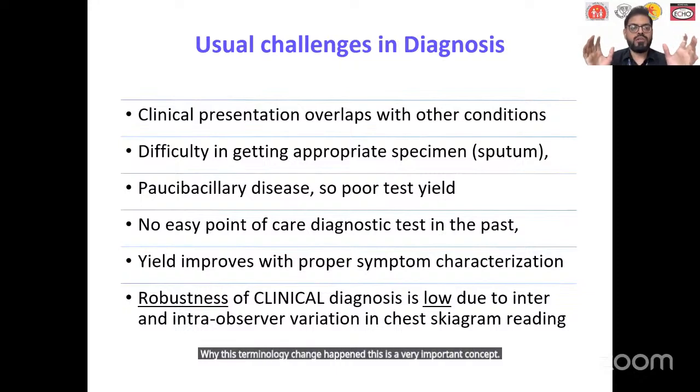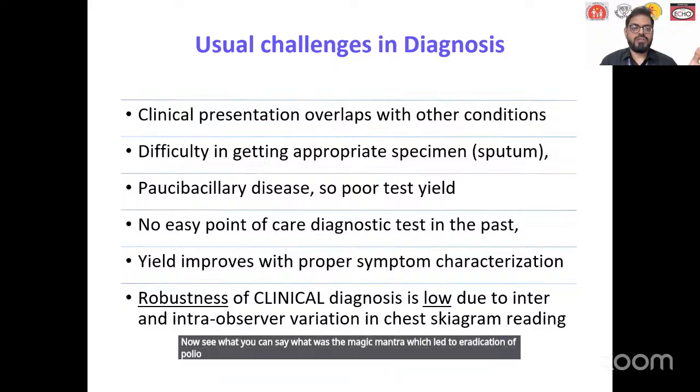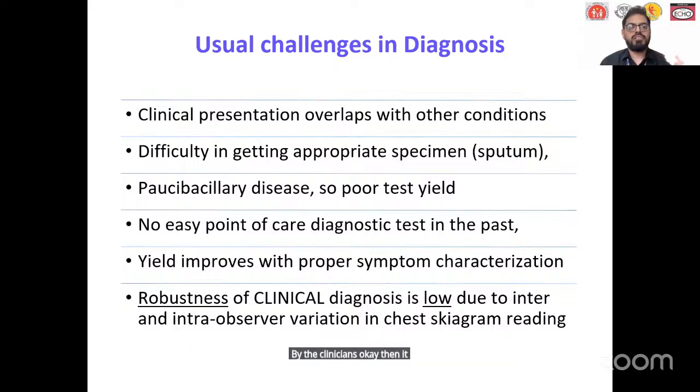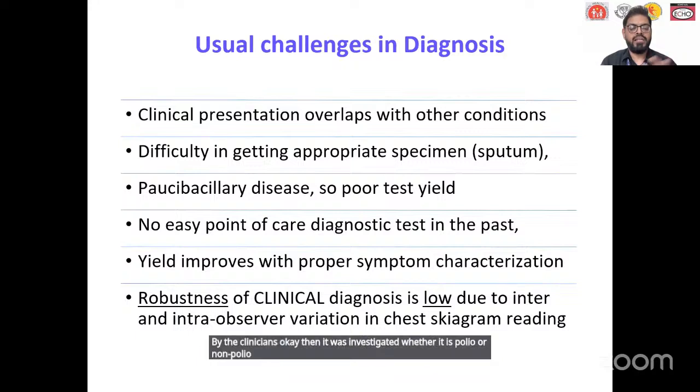Now see, what was the magic mantra which led to the eradication of polio? We got hands on with the AFP surveillance, that is acute flaccid paralysis surveillance, right? Any weakness occurring in any part of the body was reported. Just a facial palsy, a monoparesis or a paraplegia, every weakness was reported by the clinicians. Then it was investigated whether it is polio or non-polio. What happened because of that? When we gathered all cases of flaccid paralysis, we could pick up more cases of polio. We could screen them, and then we could take public health measures.